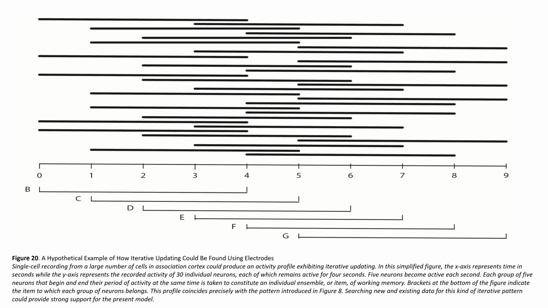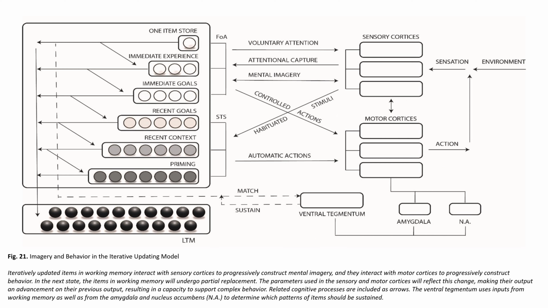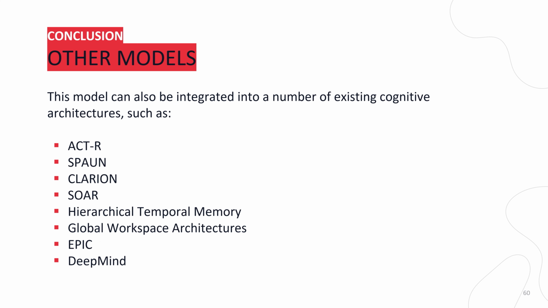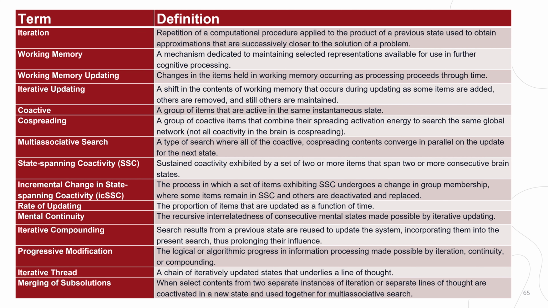This figure depicts working memory as being composed of a large number of functionally specialized stores, intended to indicate that items may exist along a graded continuum of activation. I consider this model to be consistent with a large number of theoretical models in the scientific literature, including these. This model can also be integrated into a number of existing cognitive architectures, such as these. Here's a table with some of the terms introduced in this article.